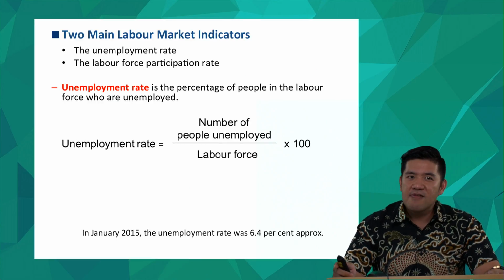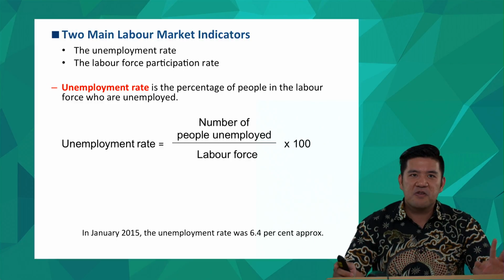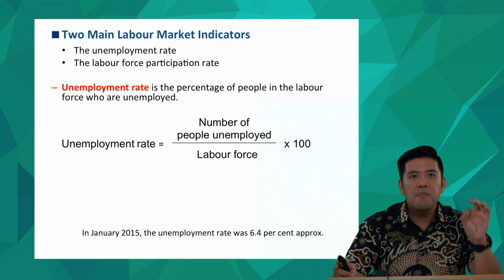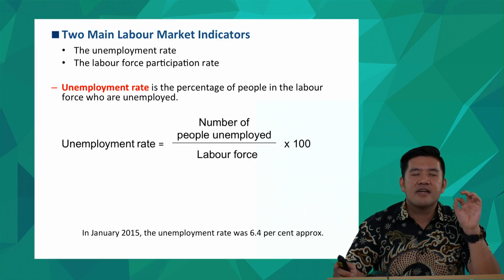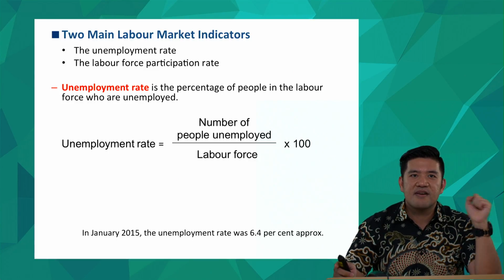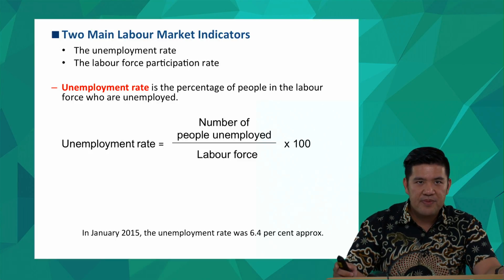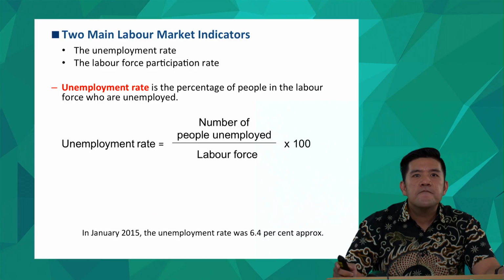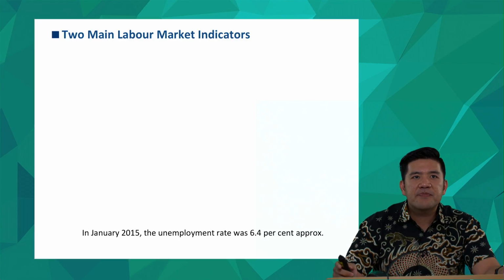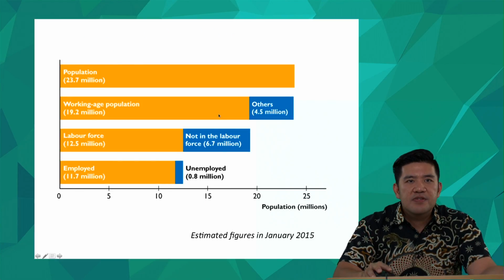So the formula for unemployment rate has to be equal to this. The number of people unemployed divided by the size of the labor force times 100. Okay. Let's go back. So what do we need here?